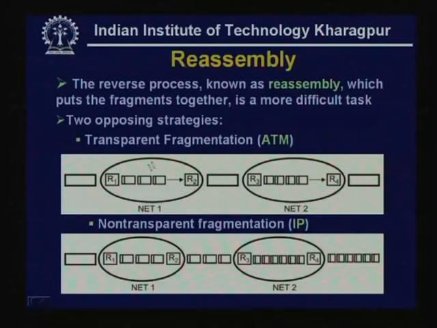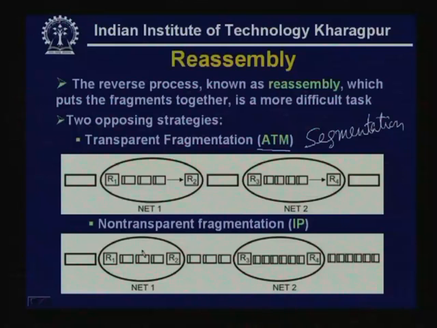In this case the problem is that each and every packet has to be routed through the same exit gateway. As it passes through different networks, it is transparent to the source as well as the destination. So, the destination receives a reassembled packet as it was sent by the source. This is known as transparent fragmentation, as done by the ATM network. Of course, in ATM networks, instead of fragmentation they use a different term, known as segmentation.